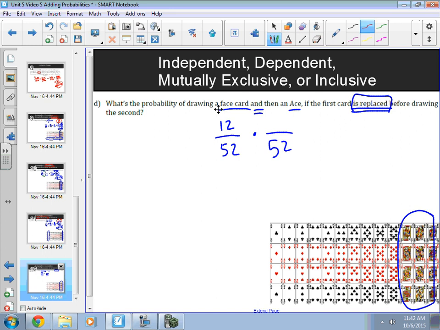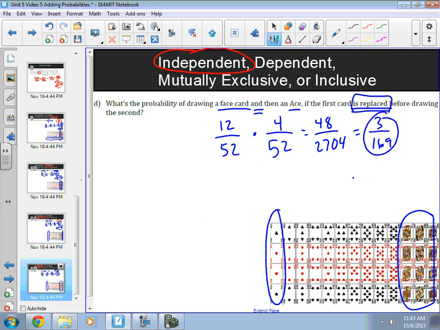These probabilities are going to be independent of one another, because the chance of the second one should be out of the same amount as the first one. And there are 4 aces in a deck. If we multiply these together, you get 48 out of this many possibilities. That's the same as 3 out of 169, or about 1.8%.